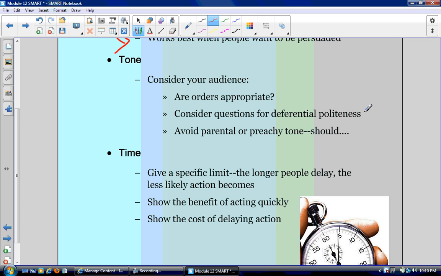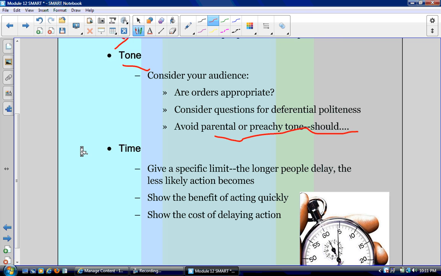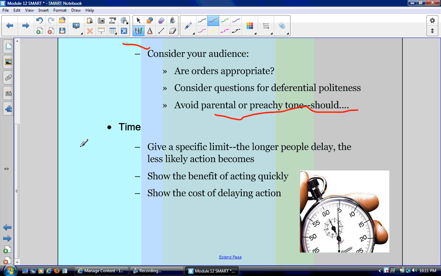Are your orders appropriate? Are you writing to your boss? Are you writing to your coworkers? Think very carefully about your tone. You don't want to tell people what they should be doing, being preachy or parental and talking to them as though they're 5 years old and have made a mistake and got their hand caught in the cookie jar. Be professional, be formal if you have to, and be polite.